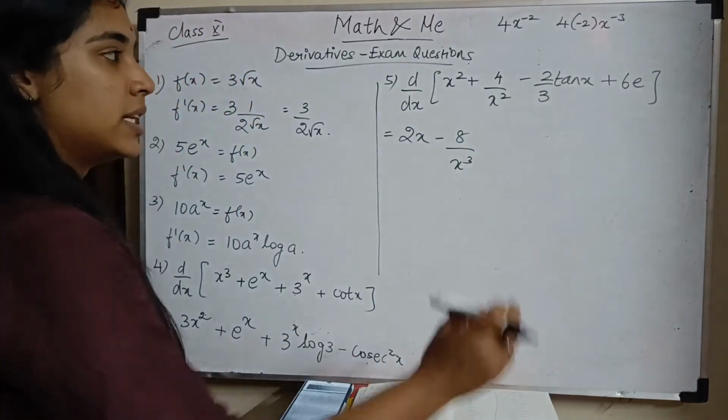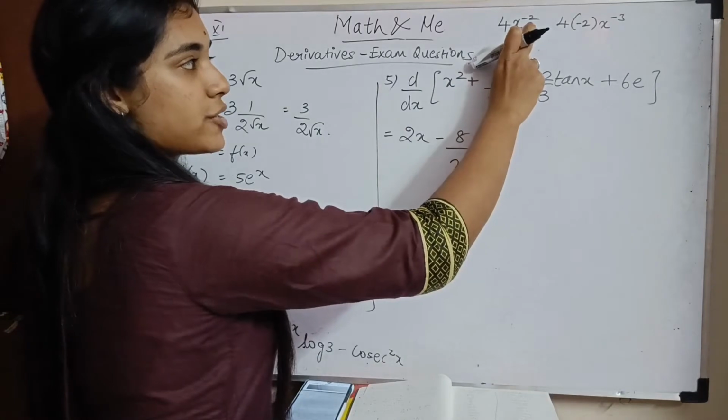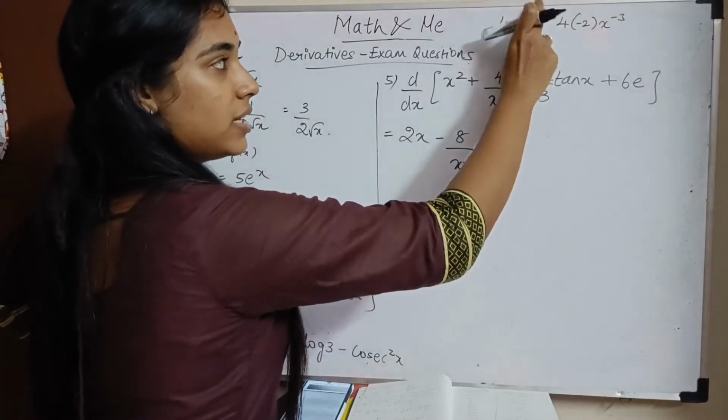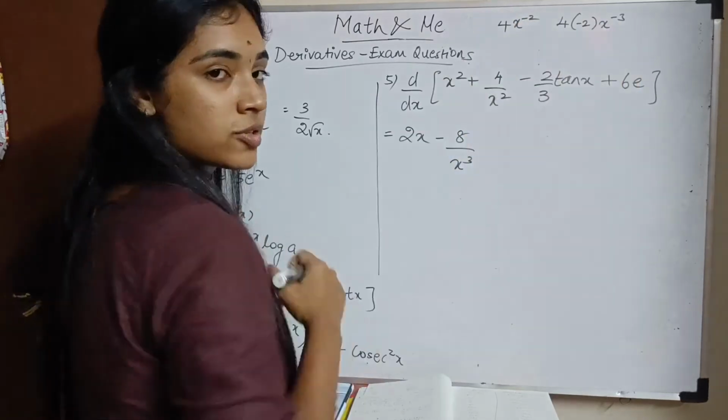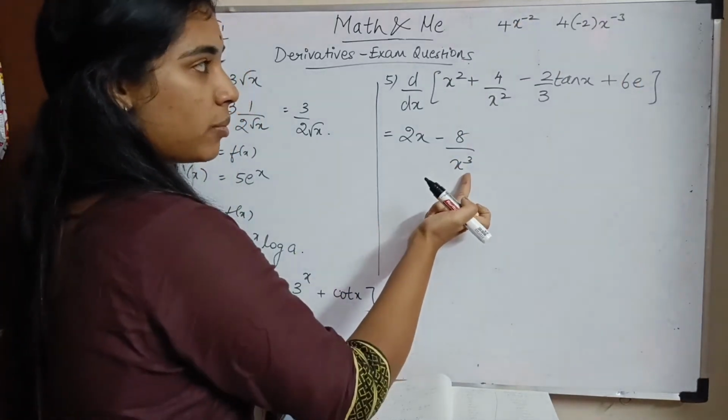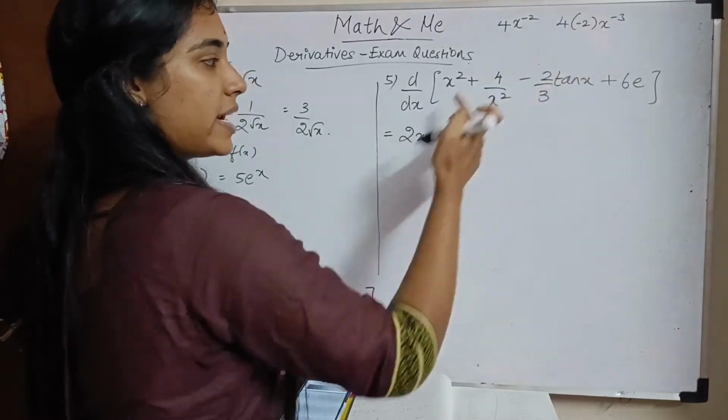Clear? 4 by x square 4x to the minus 2 னு எழுதுறேன். 4 constant அப்படியே இருக்கு. The power is coming down. So it's minus 2. X to the minus 2 minus 1. So it becomes minus 3. So அது denominatorல கொண்டு வந்துட்டேன். 4 2s are 8. Minus இருக்கு minus.